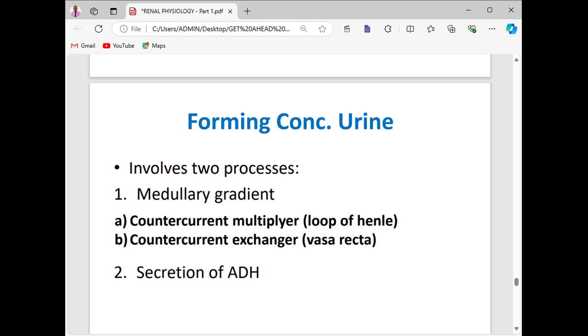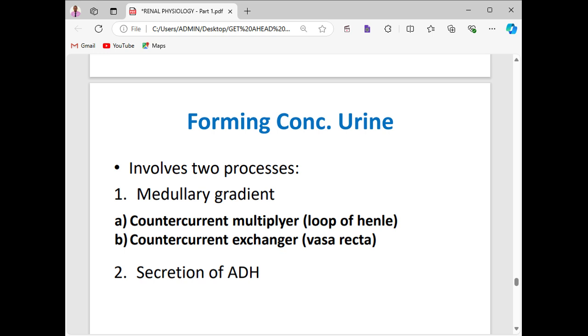Then we have the countercurrent exchange by the vasa recta. Remember, the vasa recta are just capillaries surrounding the loop of Henle, which assist in maintaining the medullary gradient through the countercurrent exchange. So under the countercurrent exchanger, we have things to do with the descending vasa recta.